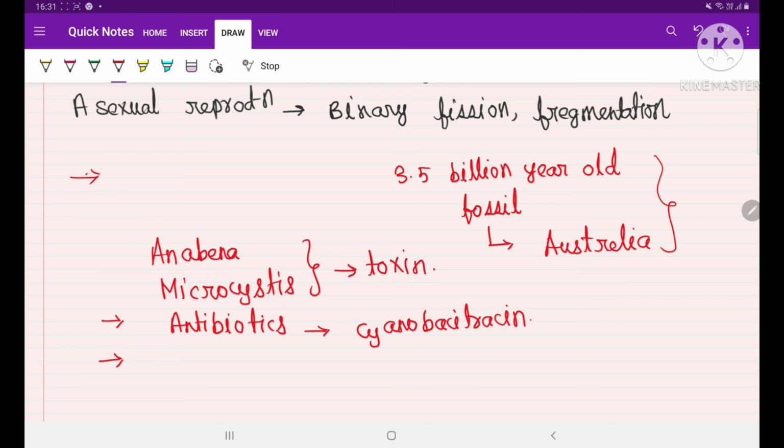And then cyanobacteria can be a good source of food also. Like there is a cyanobacterium that's called spirulina. Spirulina is a very good source of food, rich in protein, rich in vitamins, commonly used as food in China and Japan.